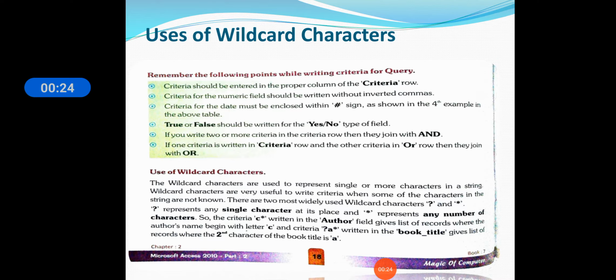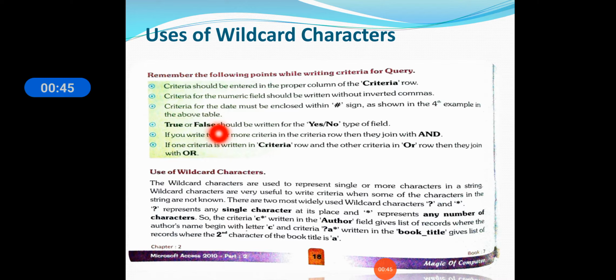Remember the following points while writing criteria for a query. Criteria should be entered in the proper column of the criteria row. Criteria for the numeric field should be written without inverted commas. Criteria for the date must be enclosed with hash sign, as shown in the fourth example in the above table.